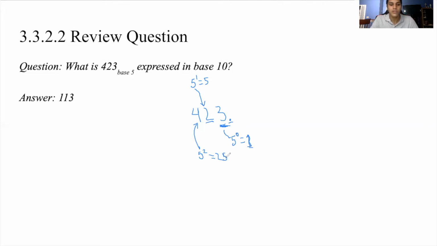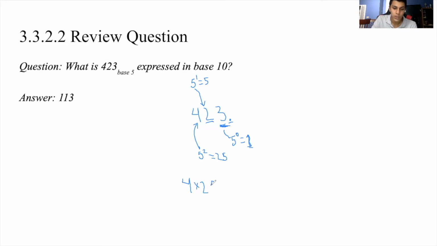So now that we know the values of our place values for base 5, specifically for this number, we can use the numbers in those place values to calculate what our value in base 10 is. So what we have to do is figure out, okay, well, we have 4 in the 25's place, so therefore we have 4 25's in this number.